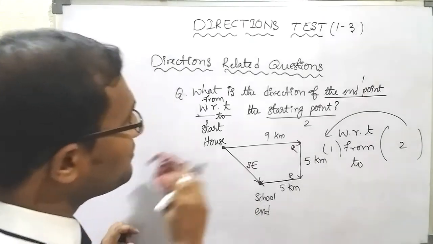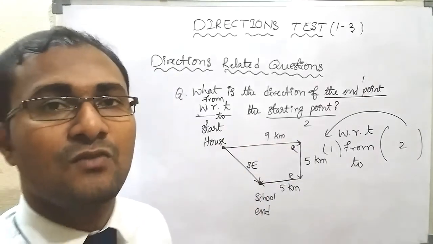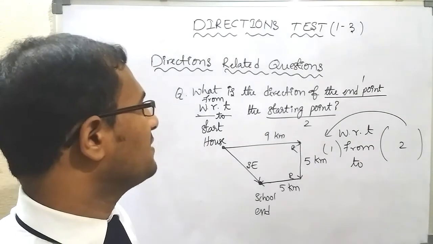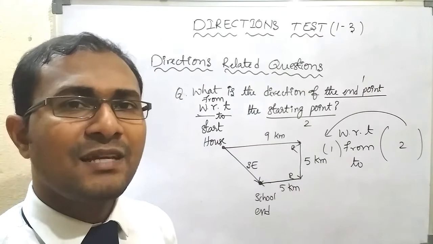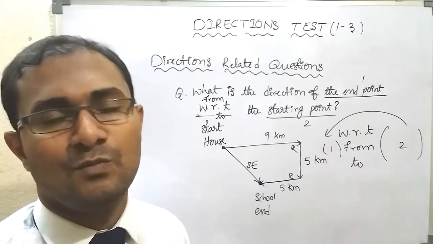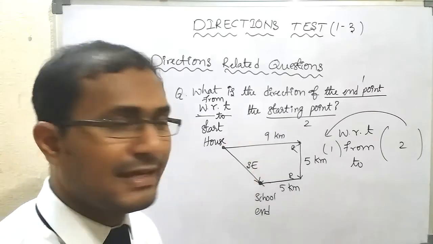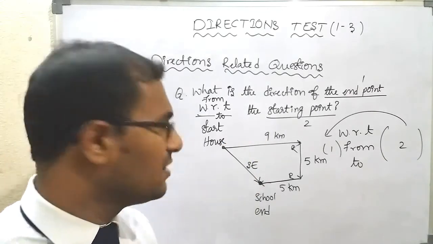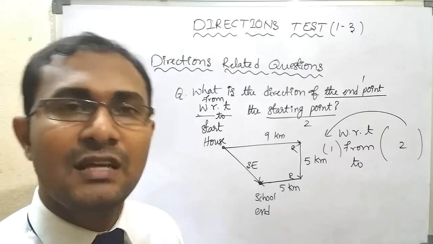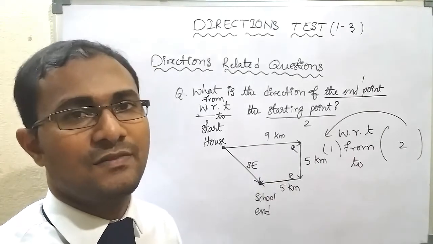Another way of asking the question is there. Total 2 types are there. The second type is that they will ask you in this way: in which direction is the person moving? Otherwise, what is the direction of the person? If they ask you the question in this way, let me explain how to answer this question.